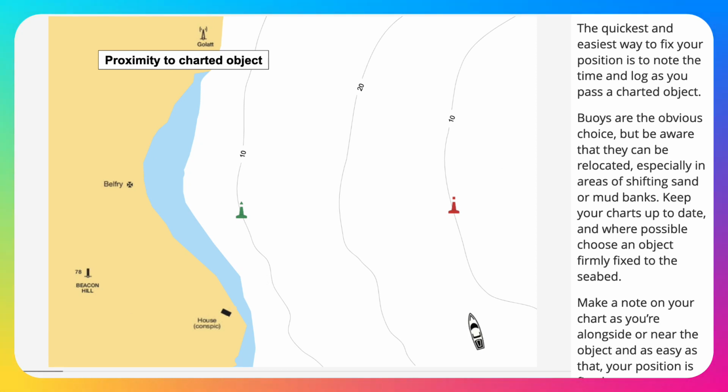The quickest and easiest way to fix your position is to note the time and log as you pass a charted object. Buoys are the obvious choice, but be aware that they can be relocated, especially in areas of shifting sand or mud banks. Keep your charts up to date, and where possible, choose an object firmly fixed to the seabed. Make a note on your chart as you're alongside or near the object, and as easy as that, your position is fixed.